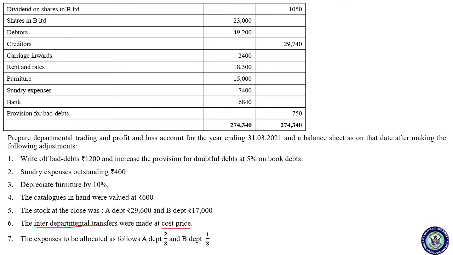And the last one: all the expenses are to be allocated on a 2 is to 1 basis, that is 2 by 3 and 1 by 3. Now all the expenses, and what about the income? There is one income, that is dividend on shares. When all the expenses are allocated in the ratio of 2 is to 1, then the income is also allocated in 2 is to 1 ratio only. Because they have to bear the loss, each department has to bear the loss, so it should be allocated among the two departments in 2 is to 1 ratio. Now we draw the lines for the departmental trading and profit and loss account.